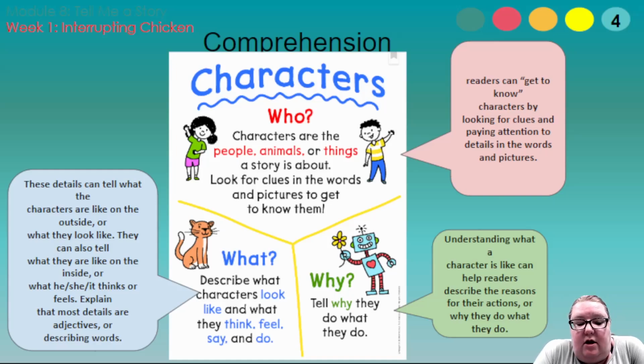Characters is another anchor chart that they will need to know. They'll need to know what a character is. Characters are people, animals, or things a story is about. They'll look for clue words to tell them who the characters are. They'll need to know what the character looks like and what the character thinks, feels, says, and does. They'll also learn why the character thinks, says, and does what the character does.